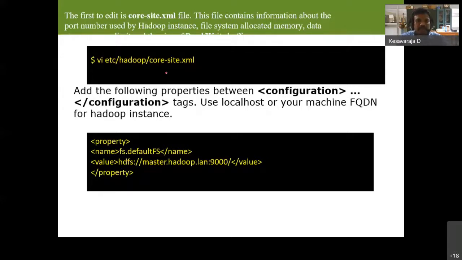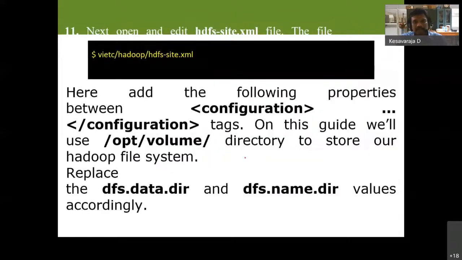The first XML file is named core-site.xml. Inside that, you provide just a name and your HDFS environment name: hdfs:// followed by either your system name, such as master, or localhost, so provide localhost:9000. It's enough. So the first file is core-site.xml, and the second file is hdfs-site.xml.